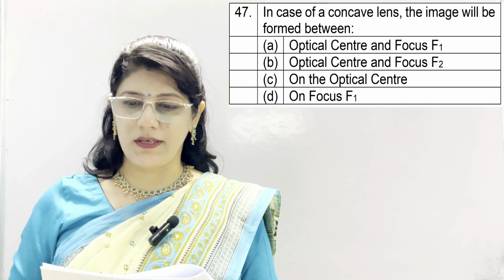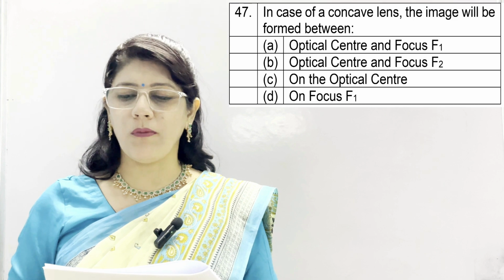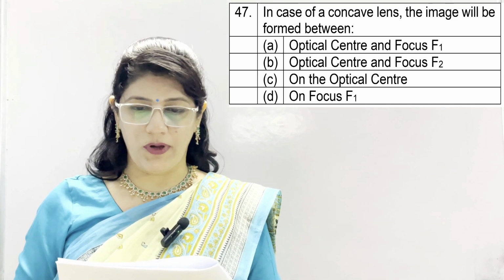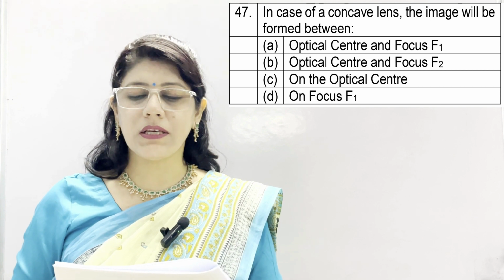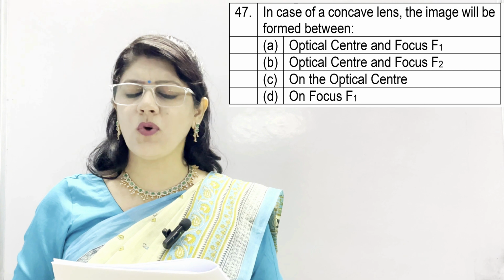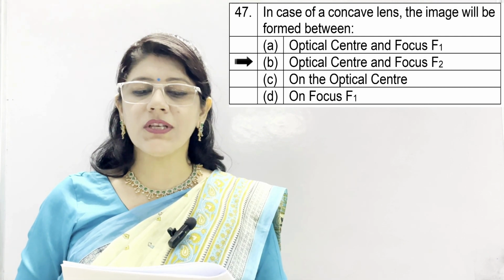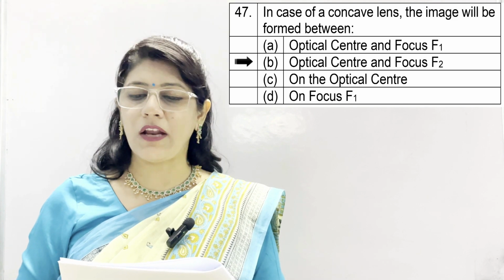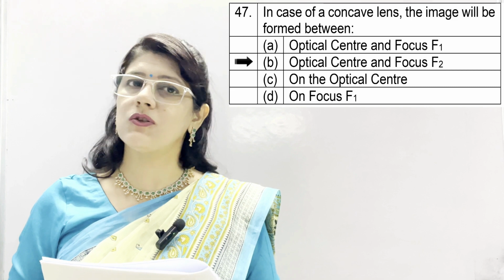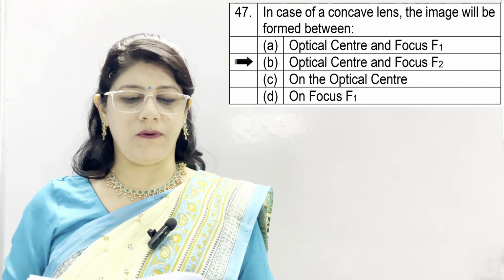In question number 47, in case of a concave lens, the image will be formed in between, A option optical center and focus f1, second option optical center and focus f2, C is on the optical center and D is on focus f1, and the correct option is B, which is in between optical center and focus f2. We know in case of a concave lens, image is always formed in between second focus and optical center.